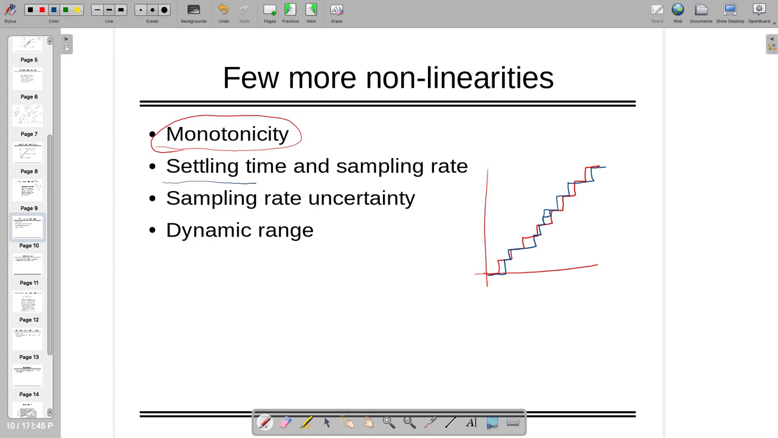When you are doing all these things, you have to make sure the sampling rate, settling time, and all these things will not affect the settling. So this might not be the reality. In reality, you are going to see such kind of settling also. So you need to look for that.